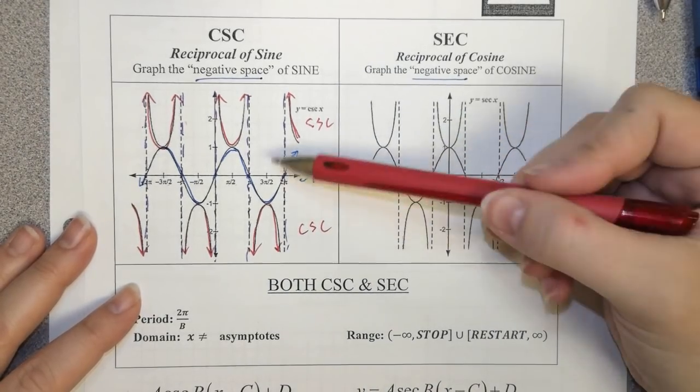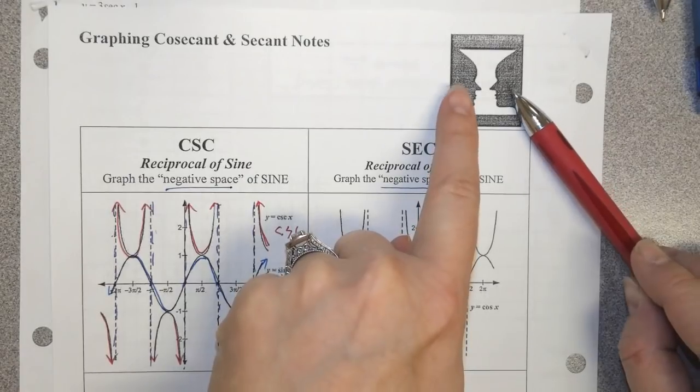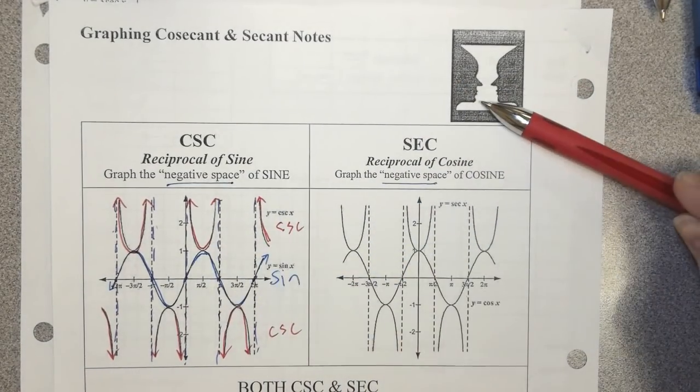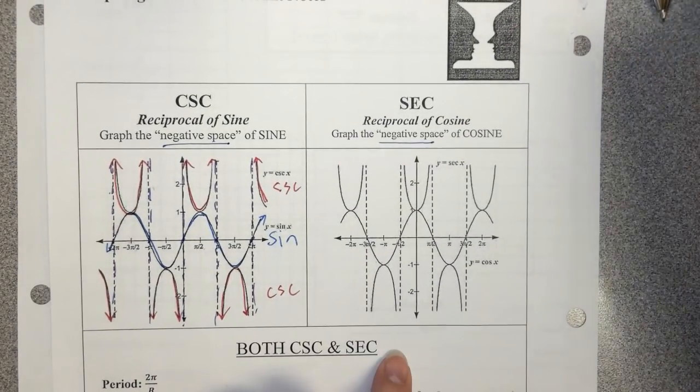So you can kind of see how this exists. It's kind of like the two faces up here. It kind of exists around the sine curve, whereas sine's in the middle, kind of like the candlestick or the chalice kind of item. Okay, let's do the same thing for cosine.